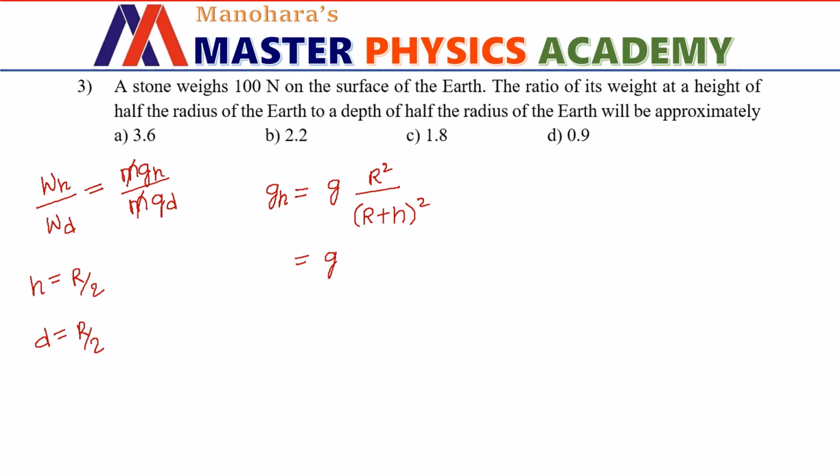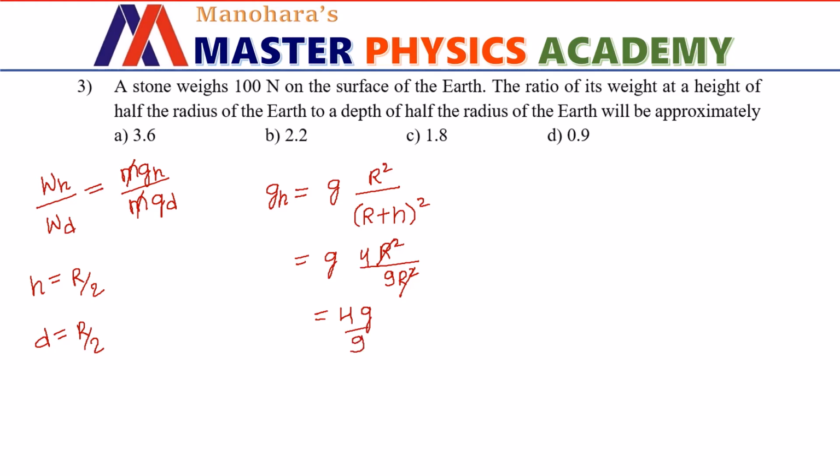So it is going to be g into R squared divided by R plus h, that is R plus R by 2, which is going to be 3R by 2. Squaring that, we will be getting 9R squared by 4, and that 4 goes to the numerator. R squared and R squared getting cancelled. So we got the answer for gh as 4g divided by 9.